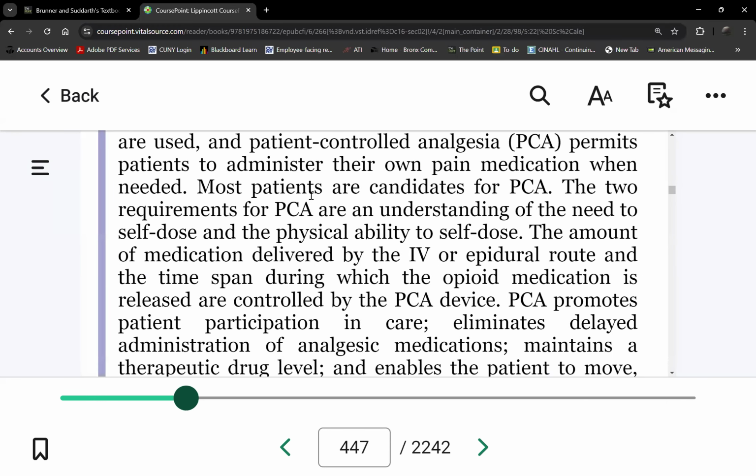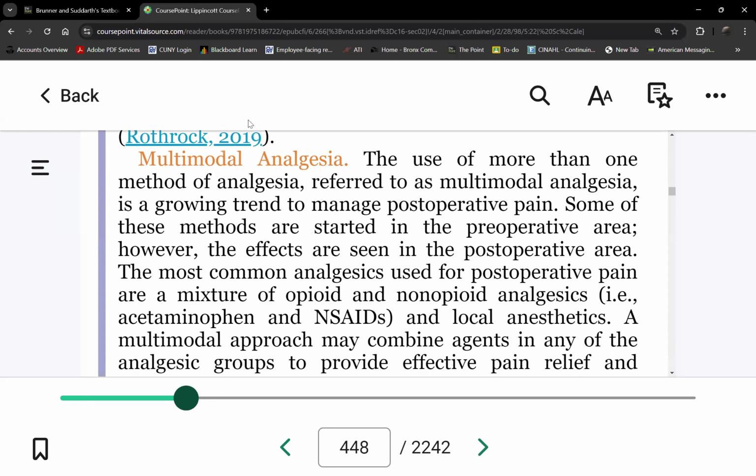PCA, we also discussed last term. Always use multimodal analgesia, meaning don't just rely on opioids. They're never good alone. So make sure there are non-opioids also used in between. I know the non-opioids will not give the immediate high or immediate pain relief as opioids do, but what's the benefit of non-opioids though? Especially for surgical wounds, for surgical pain.